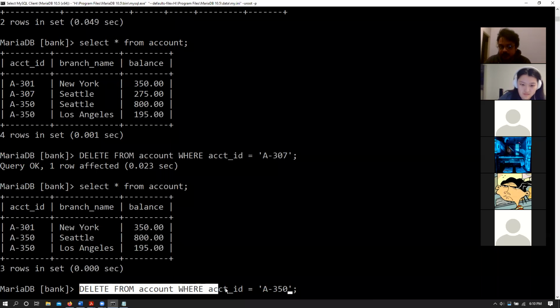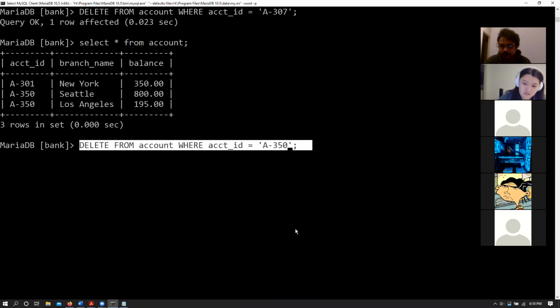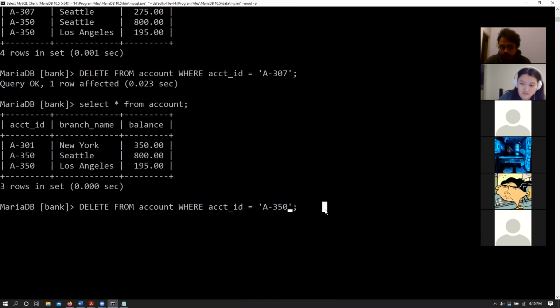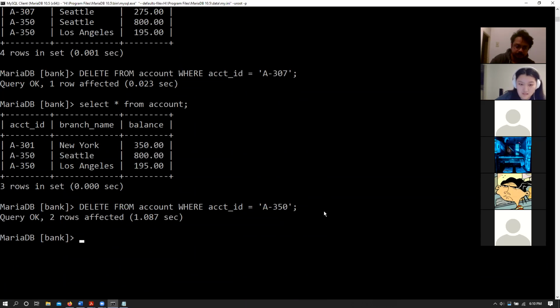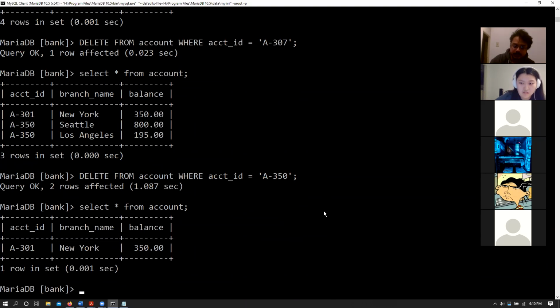Delete from account where account ID is 350. Both. Let's see. Two rows affected. That means both of those are deleted, right? So it searches, and that makes sense because remember that we are selecting all of the rows where the predicate matches and we are deleting all of those things, and the predicate matches for both of those rows here. Okay.